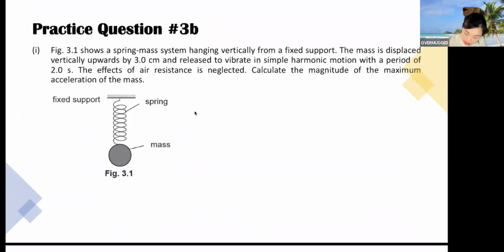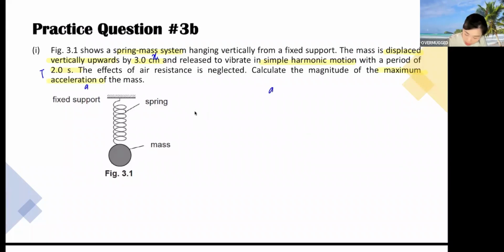The figure shows a spring mass system, a very popular system that they like to test. Hanging vertically from a fixed support, the mass is displaced vertically upwards by 3 cm and released to vibrate in simple harmonic motion. So that's the key for you to be able to use your simple harmonic equation already. And then they gave you the period T. So you have T and you have your displacement x as well. The effect of air resistance is neglected, so calculate the magnitude of the maximum acceleration. So a lot of things they gave you.